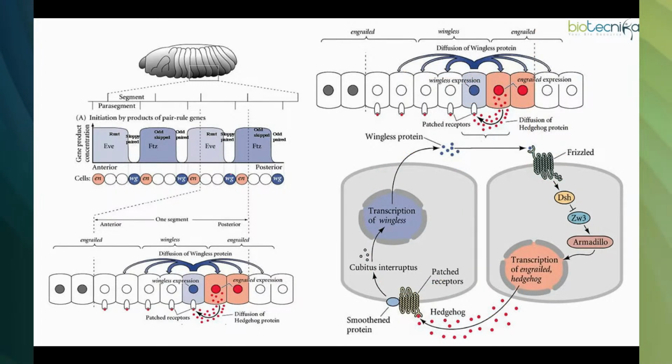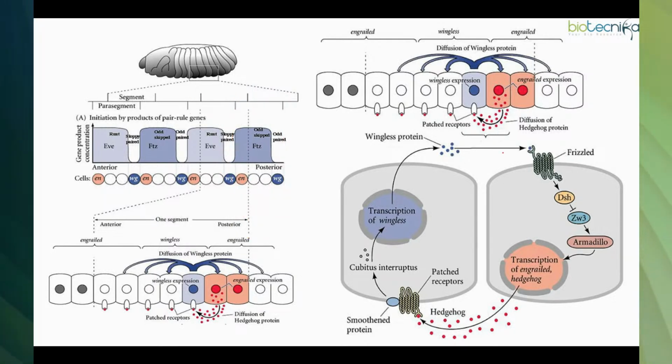Now see, wherever this engrailed is expressed, it is the posterior of a segment, correct? But it is also the anterior of a parasegment. So engrailed is expressed in the posterior of a segment and in the anterior of the parasegment, if you take the parasegment part. Whereas wingless is expressed in the posterior of the parasegment. So this is the parasegment.